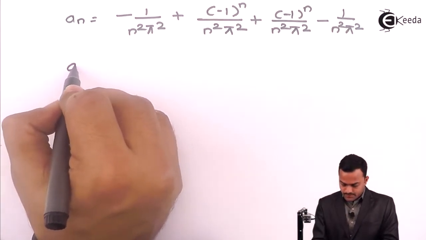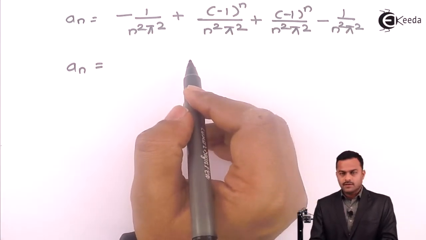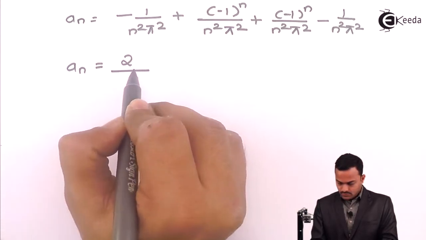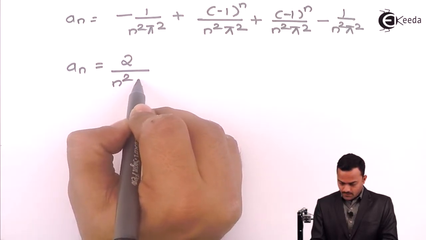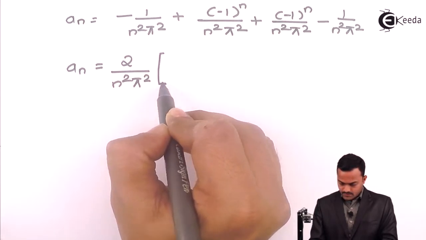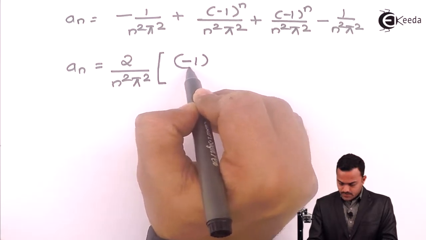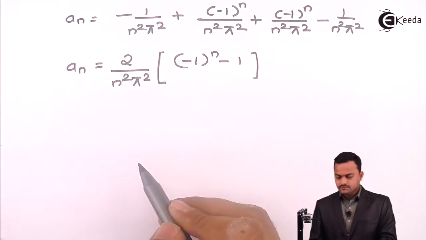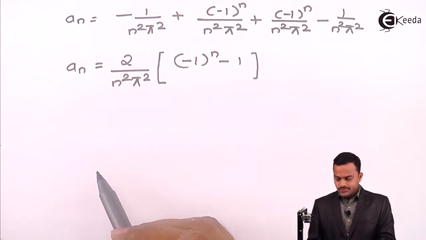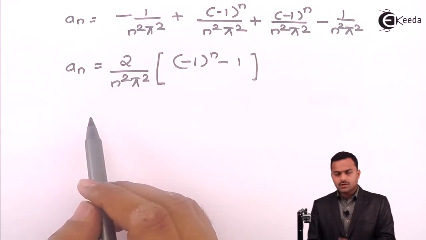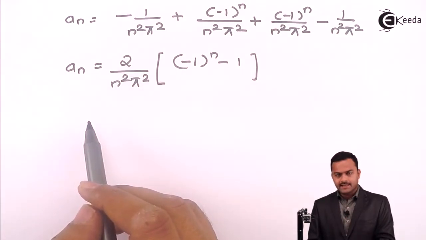So if you closely observe, we will get this equal to an as 2 divided by n square pi square in bracket minus 1 raised to n minus 1. So here also, depending upon the value of n, we can have two values for an.